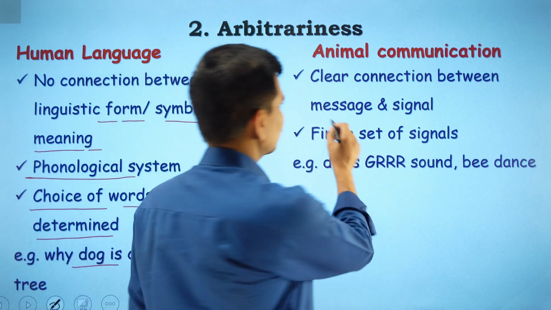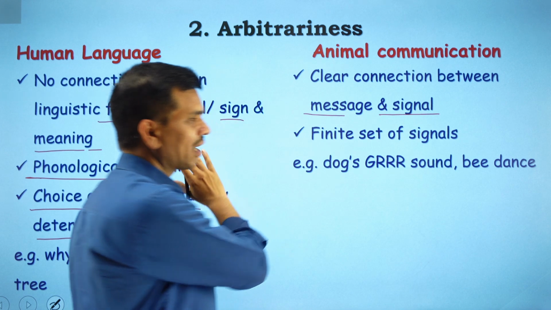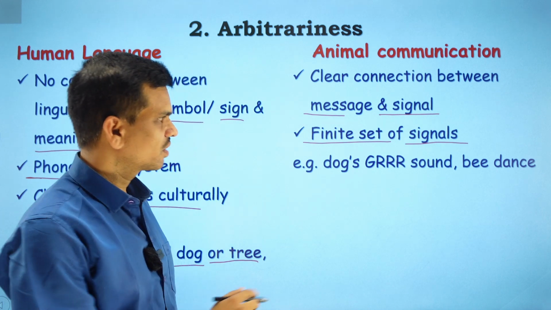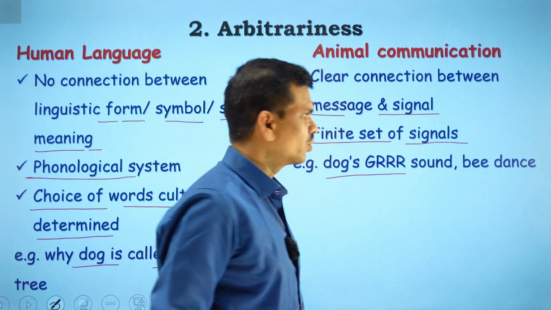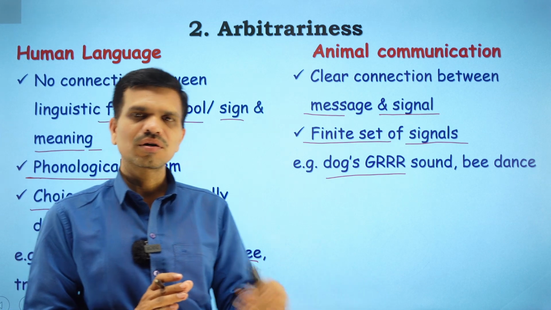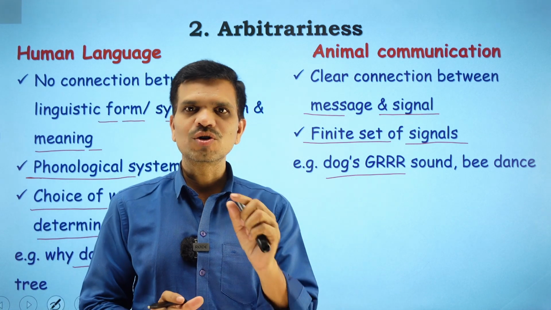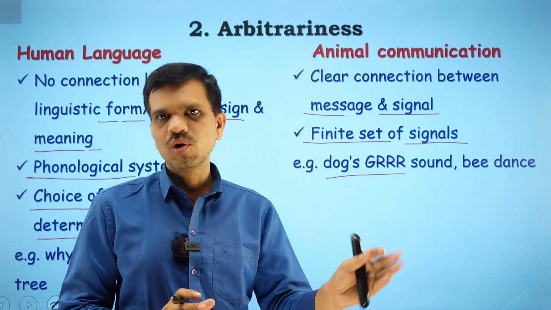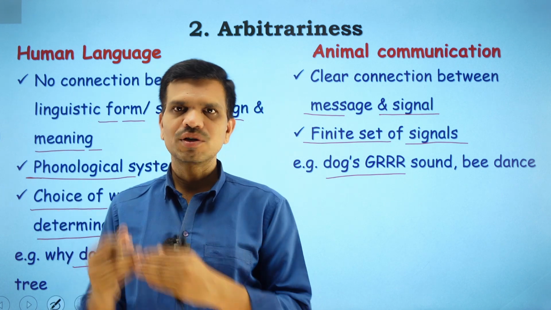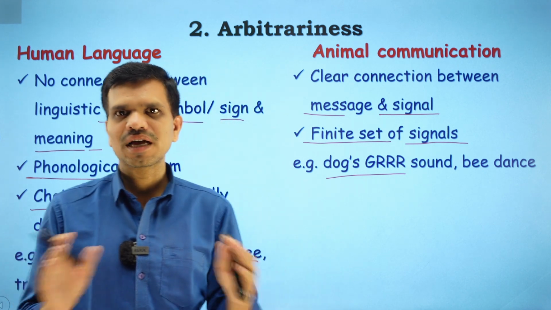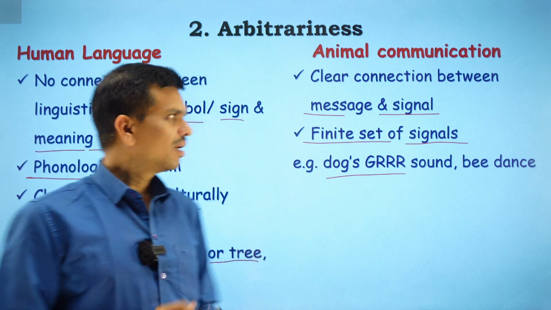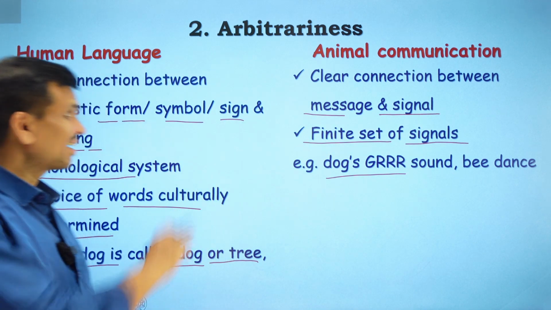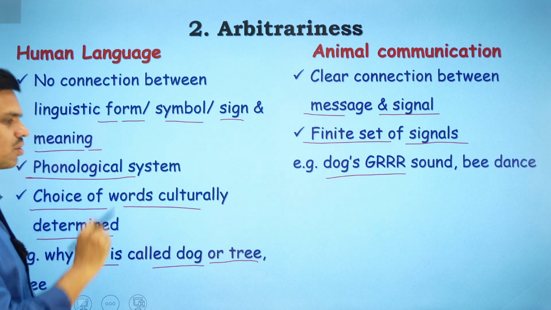But in animal communication we find this kind of clear connection between the message and the signal. So this is directly opposite to human language, and we have a finite set of signals in animal communication. Say for example, we have the dog sound, grr. You can go anywhere in the world or on the globe, you find that dogs have the same particular kind of sounds or signals across the globe, but the same thing is not found in human language, because there are different types of languages and there is arbitrariness in the language.